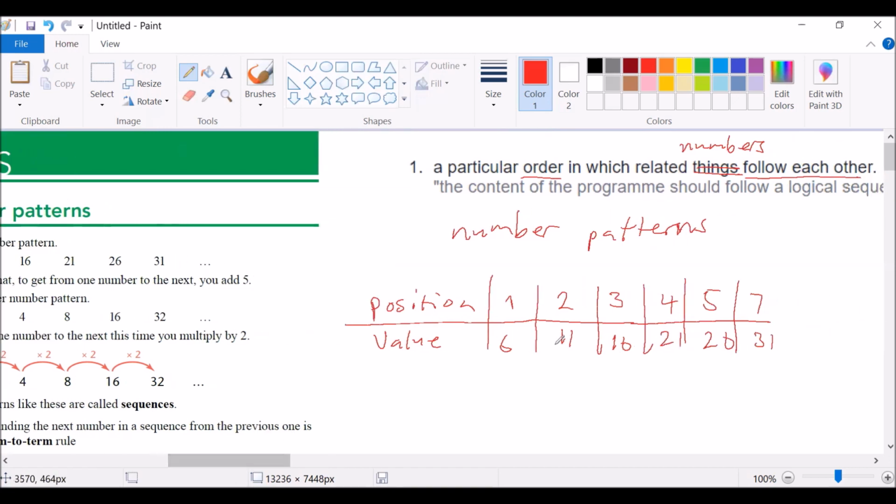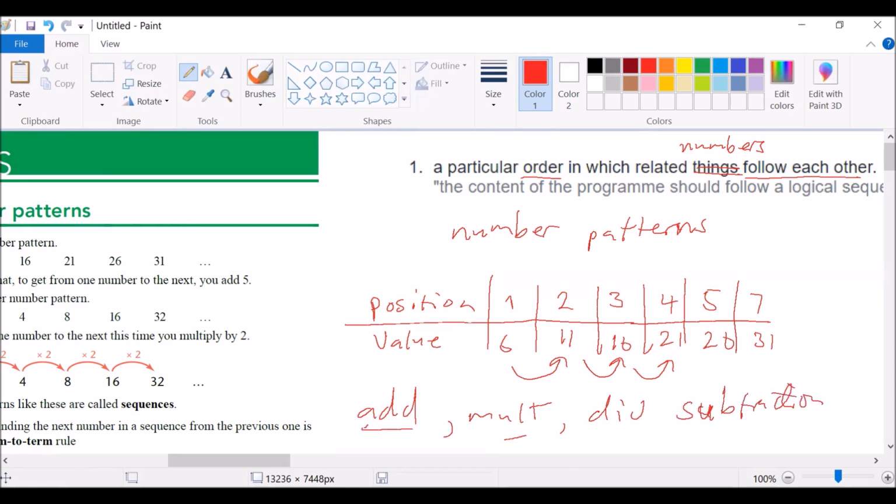What operation are we doing to get from this number to this number, or from this number to that number, or from that number to that number? Operations we have are addition, multiplication, division, and subtraction. So we test all this. Are we adding? Are we multiplying? Are we dividing? Are we subtracting to get to the next number?